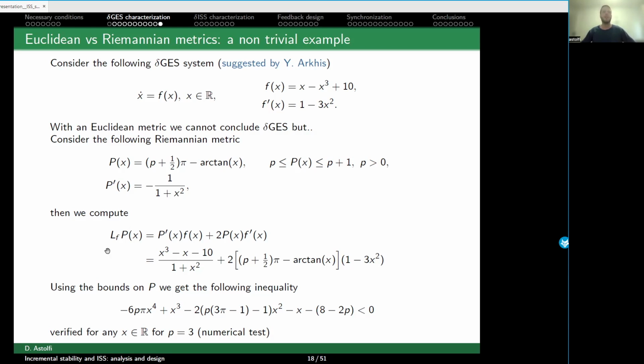Now, if we compute the LfP term of this Riemannian metric along this vector field, what we can show is that LfP is negative if we select the scalar p in an appropriate way. So for instance, for p equal to 3, you can numerically test that this polynomial is always negative, and therefore LfP is always negative. And so, thanks to the use of a Riemannian metric, we can conclude that this system is globally incrementally exponentially stable. It was quite surprising to me because it is saying that even if the Jacobian sometimes is positive, it does not exclude the incremental behavior.